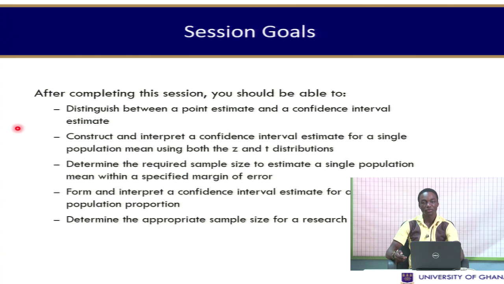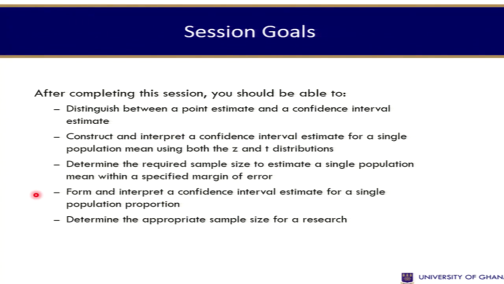After completing this session, you should be able to distinguish between what a point estimate is and what a confidence interval estimate is. You should be able to construct and interpret a confidence interval estimate for a single population mean using both the Z and the T distribution. You should be able to determine the required sample size to estimate a single population mean with a specified margin of error, and then you should be able to form and interpret a confidence interval estimate for a single population proportion. Lastly, we will be able to determine the appropriate sample size for a research.